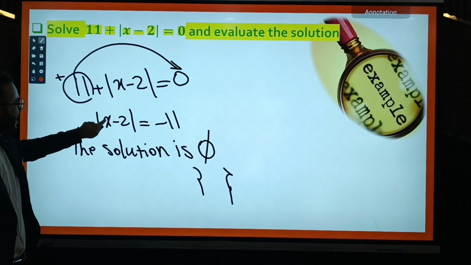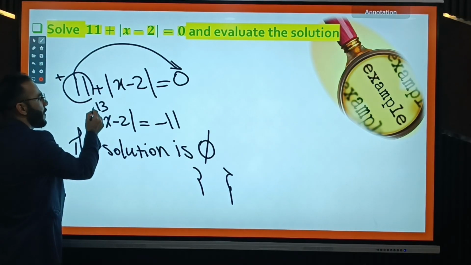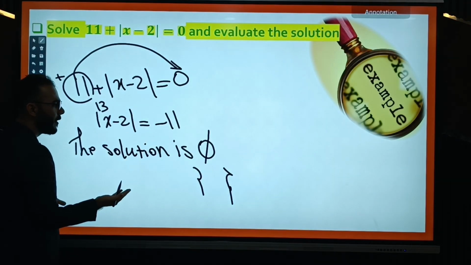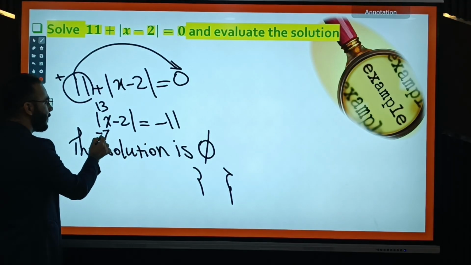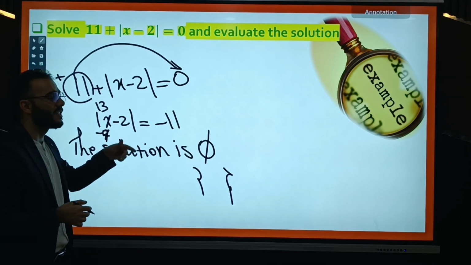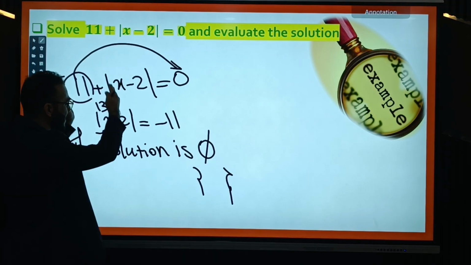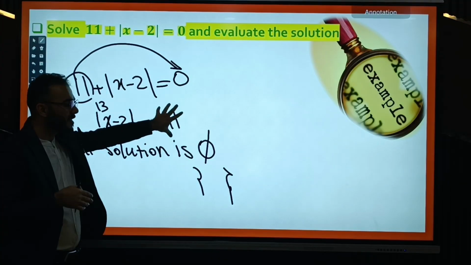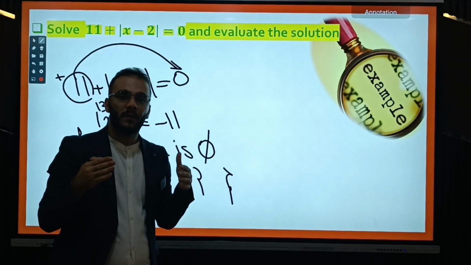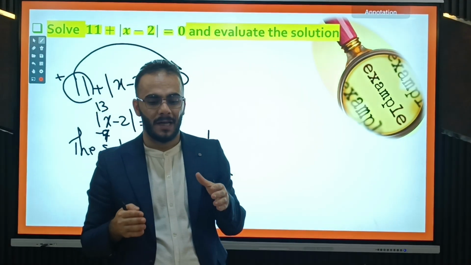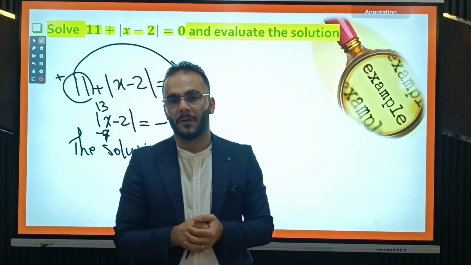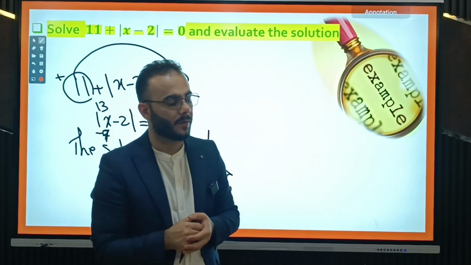You might say, teacher, we can put 13. Okay, 13 minus 2 is equal to 11, not negative 11. You might say, okay, negative 7, negative 9. Okay, negative 9 minus 2 is equal to negative 11. But since there is absolute value, it must be positive 11. Therefore, whenever an absolute value equation equals a negative amount, there is no solution for the solution set. Perfect.